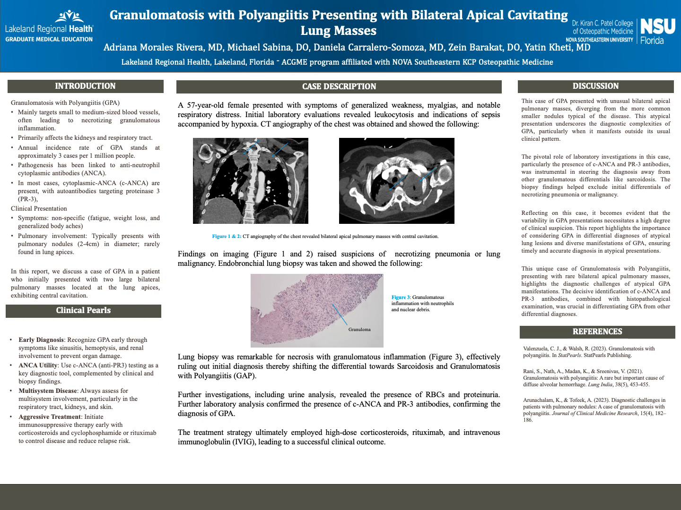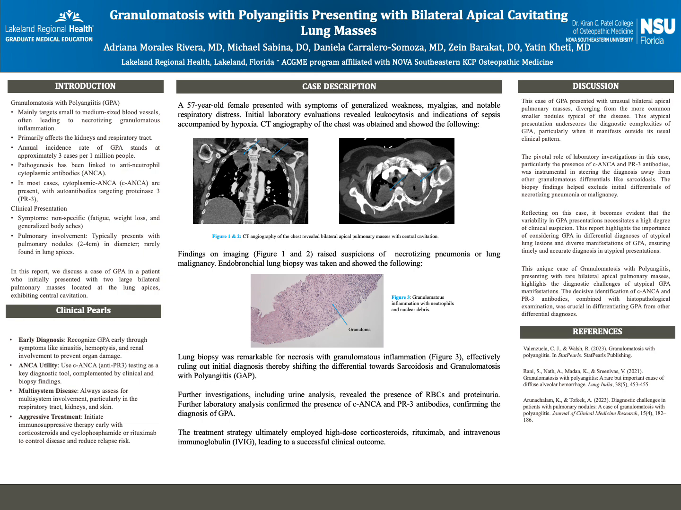The pivotal role of C-ANCA and PR3 antibodies in the diagnosis cannot be overstated, as their presence helped us exclude other granulomatous differentials, such as sarcoidosis or necrotizing pneumonia. The histopathological findings of necrotizing granulomatous inflammation further solidified our diagnosis.